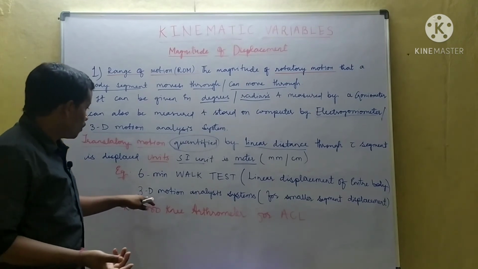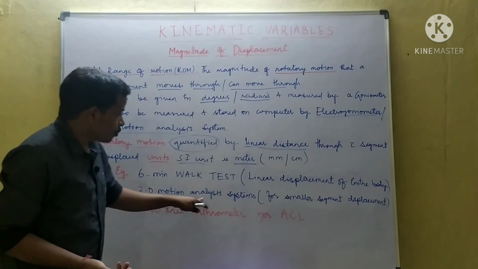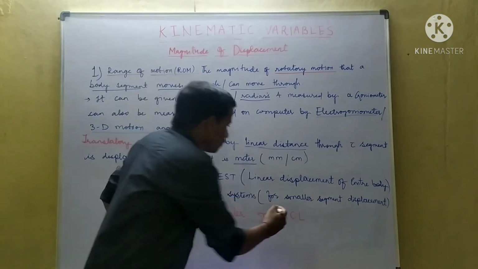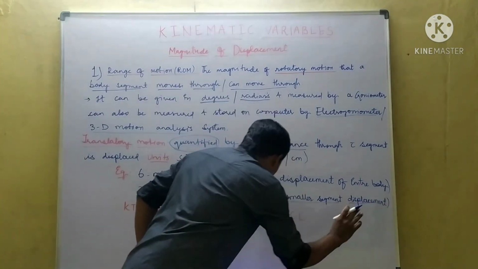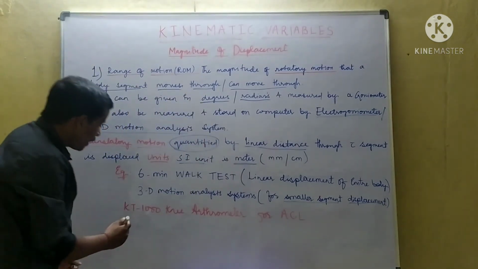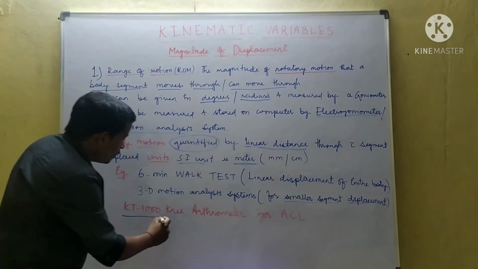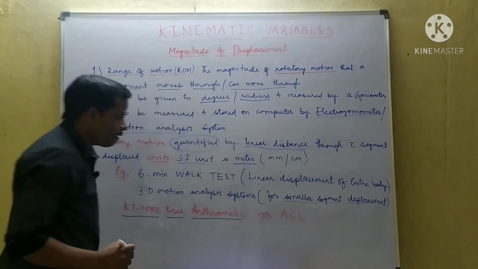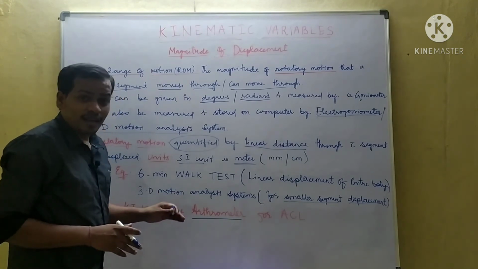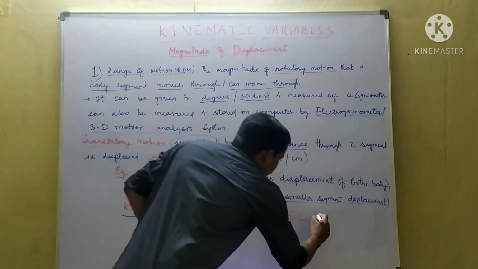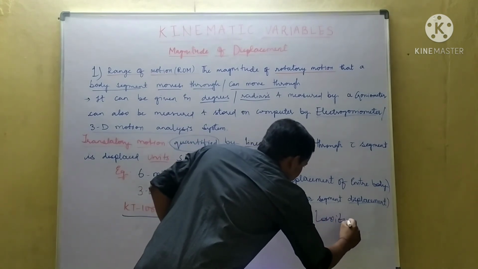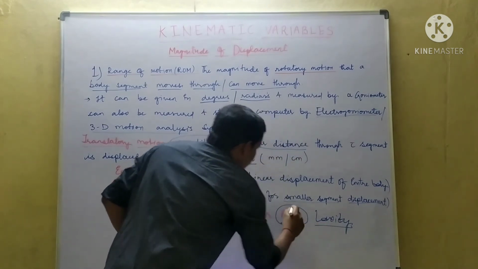How can we measure the linear displacement? Again by a 3D motion analysis system. This is particularly used for smaller segmental displacement. One particular example is the KT knee arthrometer. This KT knee arthrometer is equipment, guys, which tests the laxity of the ACL ligament.